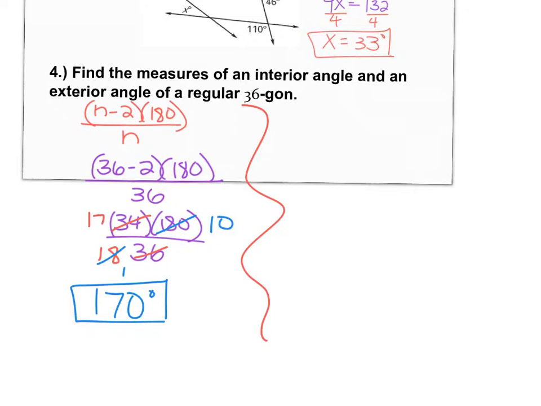All right, then it said each exterior angle. So what did we say? If I wanted to find the exterior angle, I would do what? Good. 360 divided by n, which in this case is 36. Good.